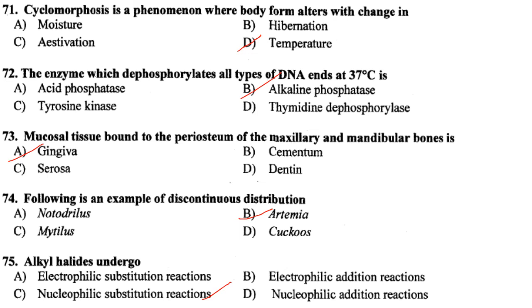Following is an example of discontinuous distribution. So answer is artemia. So what is discontinuous distribution? Organisms which occur only in some restricted areas. They show discontinuous distribution, and an example is artemia. Alkyl halides undergo nucleophilic substitution reactions. Answer is option C.